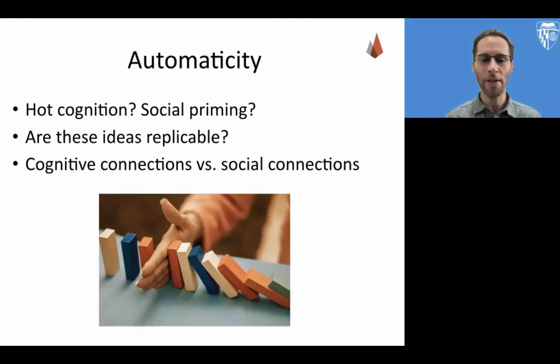I am not convinced that that is true, and I think a lot of the failures to replicate prior studies have come from this line of research on social cognition and social priming. So social priming based on automatic cognitive connections, I don't think is a replicable idea. So go ahead and read through the chapter portion on automaticity if you like. I'm not going to test you on it.